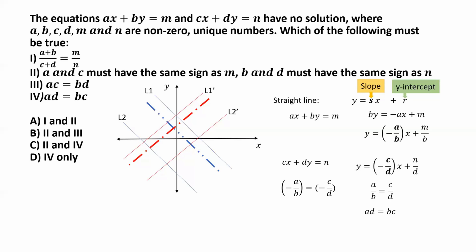AD is equal to BC. This is pretty much the only thing that needs to be true. Like I said, the intercepts could be different, they could have different signs, and the slopes could be both positive or both negative, but as long as they're equal, the lines are parallel and they don't have a solution. So the only criteria that must be true is AD equal to BC. Going through the statements, that's statement number 4. So the correct option in this case will be option D. Only statement 4 must be true.